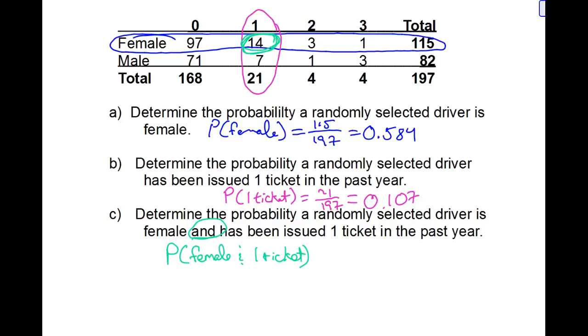So when you're looking at a contingency table and you're looking for an and, that is where they overlap. Okay? So a female that has received 1 ticket in the last year is going to be 14 of them out of a total of 197. And so the probability that a randomly selected driver is female and has been issued 1 ticket in the past year is going to be equal to 0.071. And so if you're just looking for one event to happen, you look at their total. If you want both of them to happen at the same time, you look at where they intersect when you're looking at contingency tables.